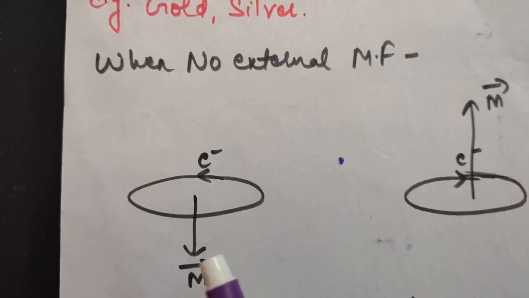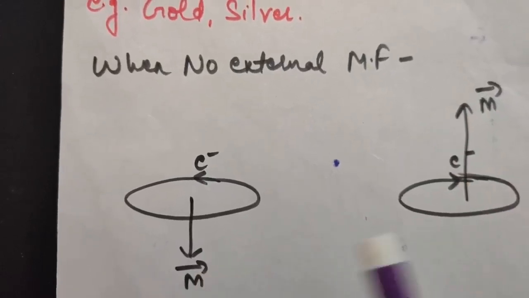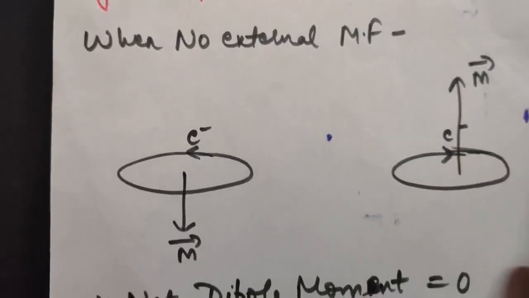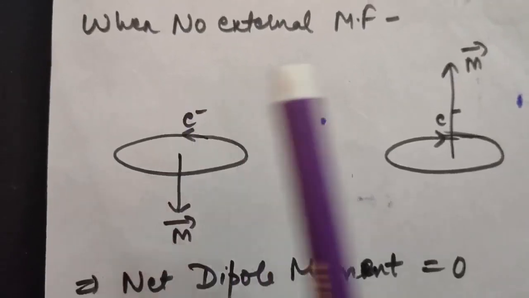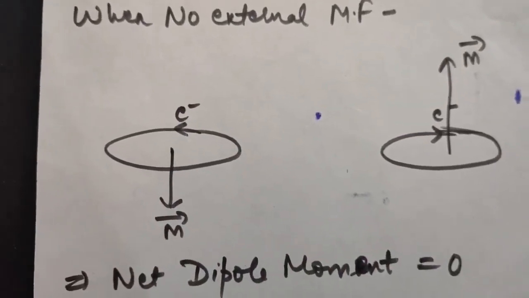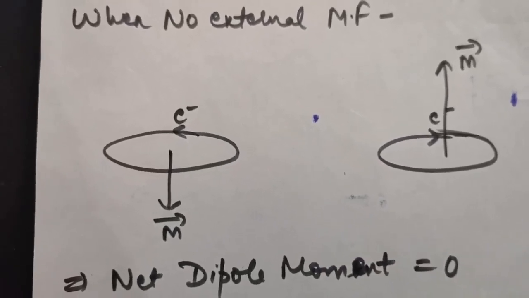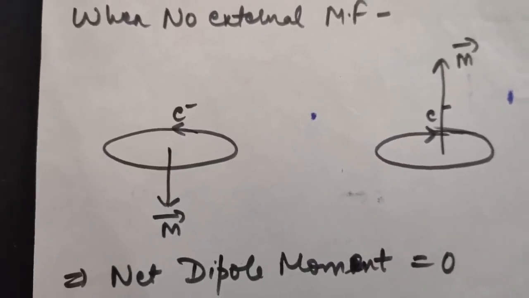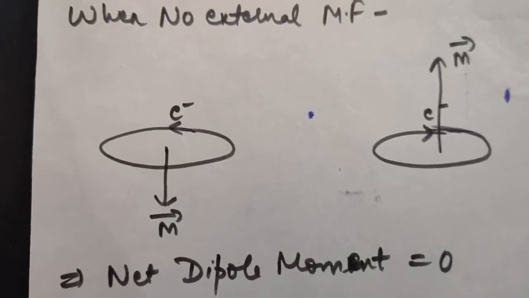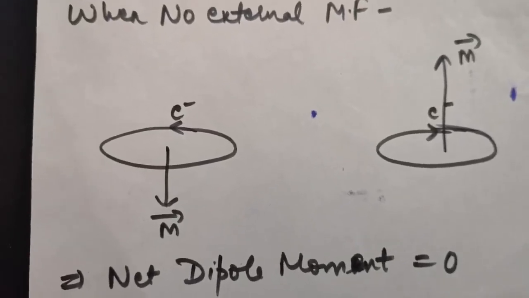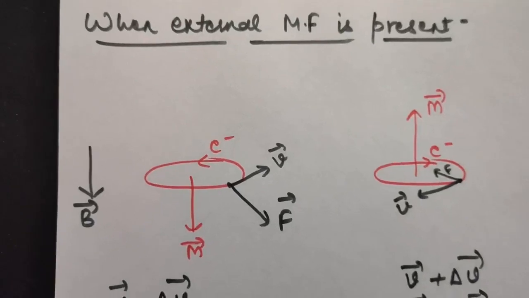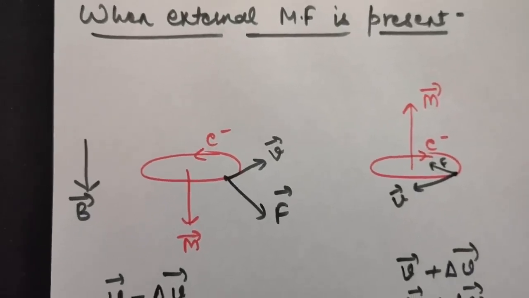Now you can see that as these magnetic moments are equal and opposite, they will cancel each other. So we can say when no external magnetic field is there, the net magnetic dipole moment of diamagnetic substances is zero. Now we will see what happens if we place this material in an external magnetic field. So now this substance is placed in an external magnetic field.